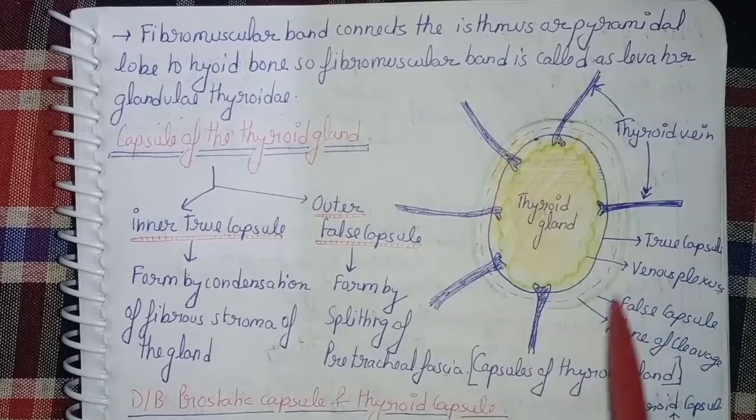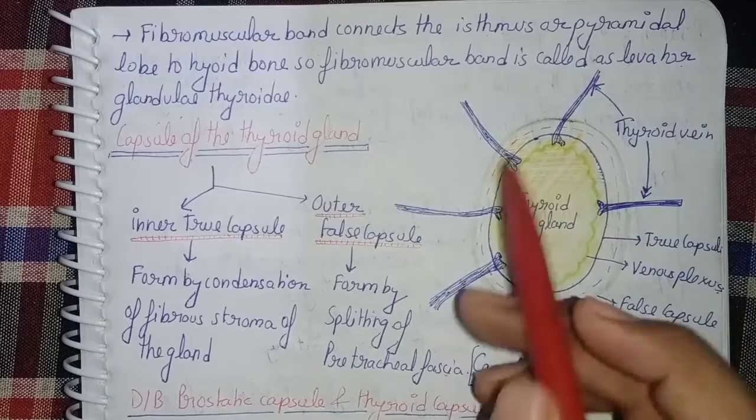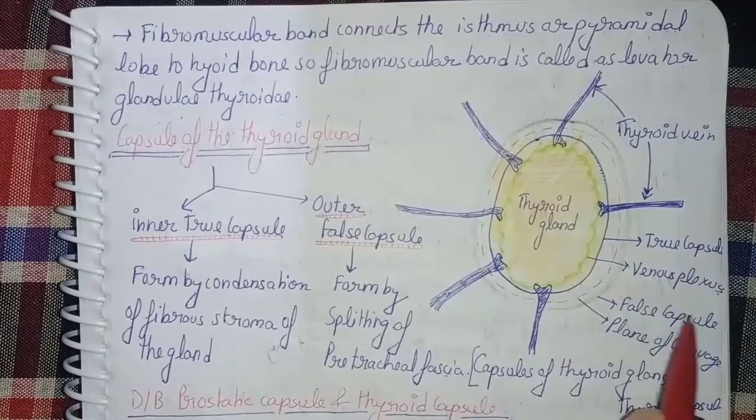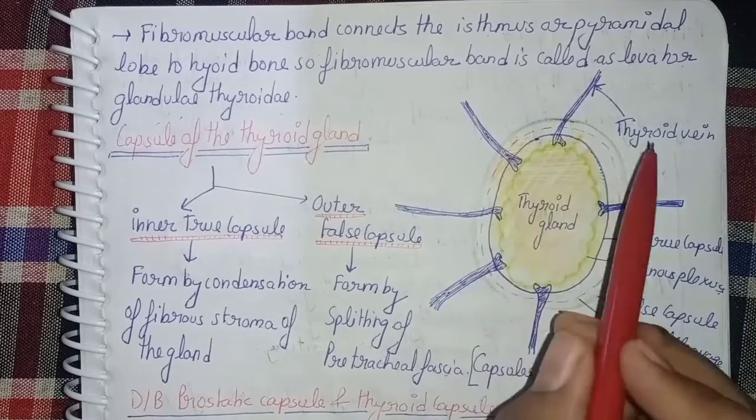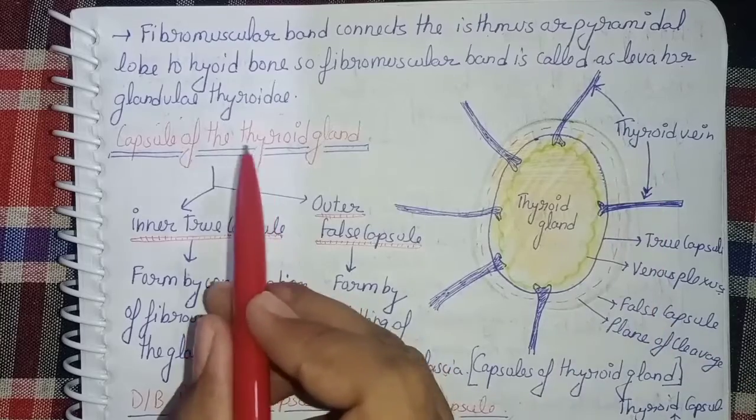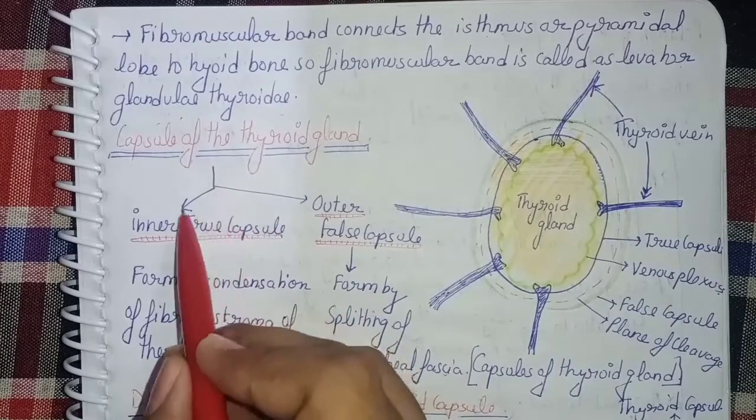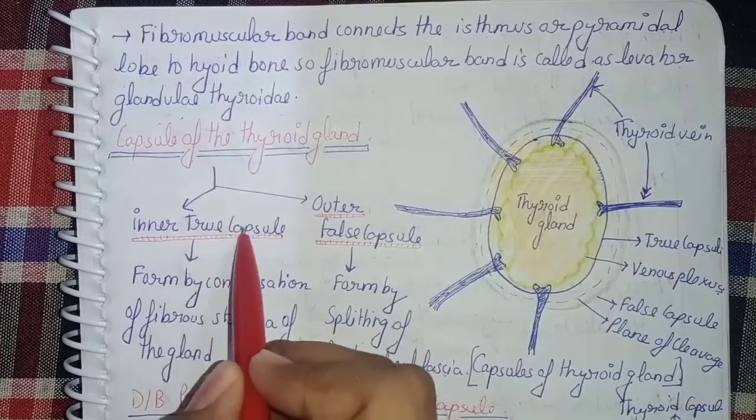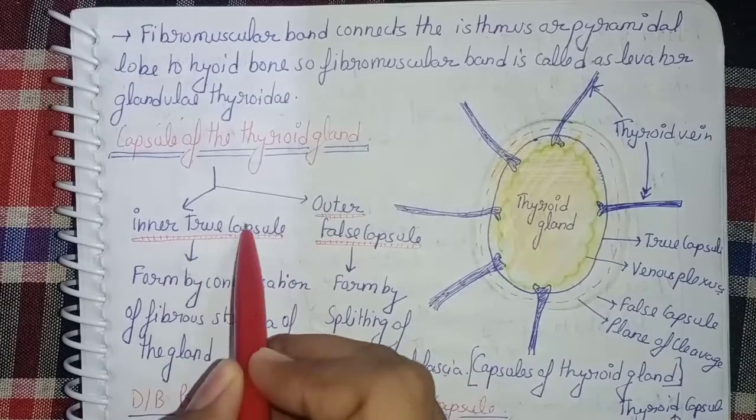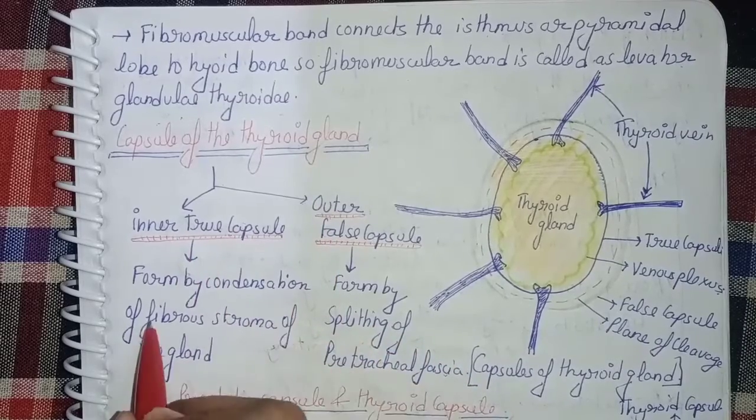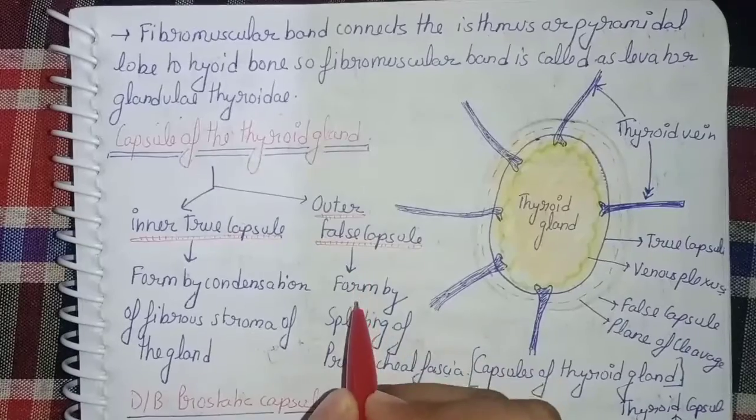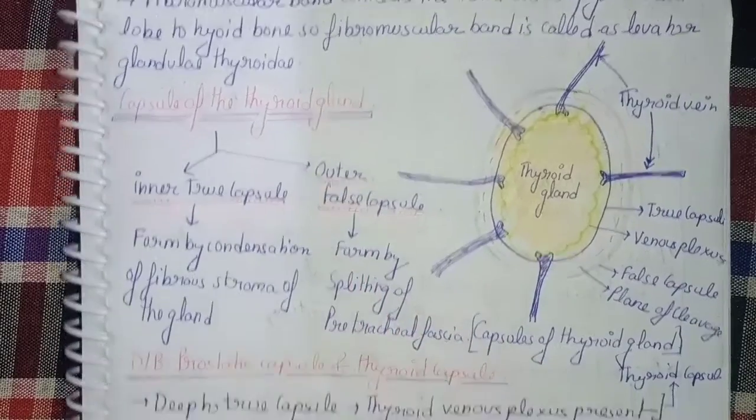As you can see the diagram, this diagram represents the capsule of thyroid gland: true capsule, venous plexus, false capsule, and the plane of cleavage. You can also see the thyroid veins. So coming to capsules of thyroid gland, basically there are two types of capsules: inner true capsule and outer false capsule. Inner true capsule is formed by the condensation of fibrous stroma of the gland, and outer false capsule is formed by the splitting of pretracheal fascia.